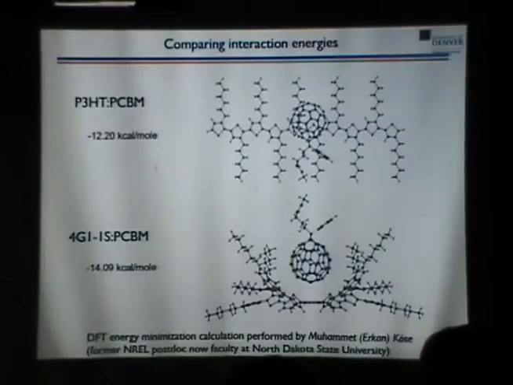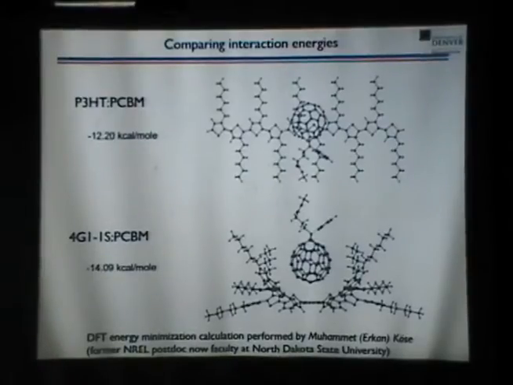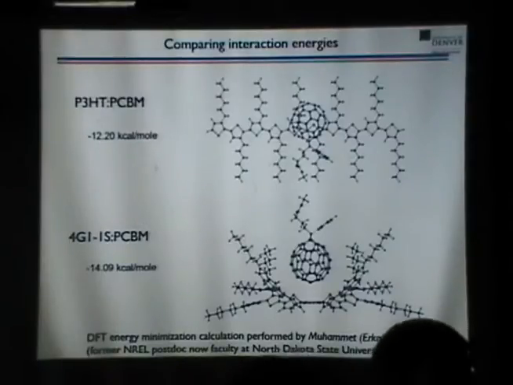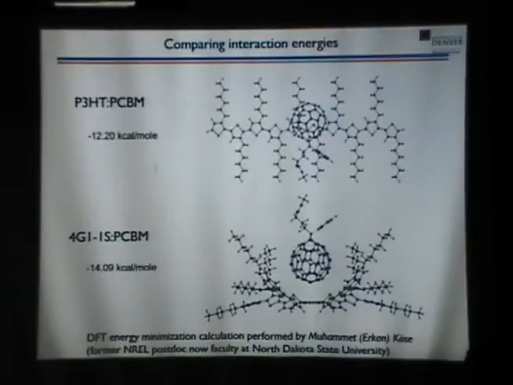We can do this in silico in the computer, and take a chunk of polymer, for instance, 1, 2, 3, 4, up to 10 thiophenes, and put that next to a fullerene. We're using density functional theory. We minimize that structure, and then we measure the energy of the interaction between the polymer and the fullerene. This is the minimized structure. You see that the ball tends to sit right in the middle of the chain, and that energy is about minus 12 kcal per mole.